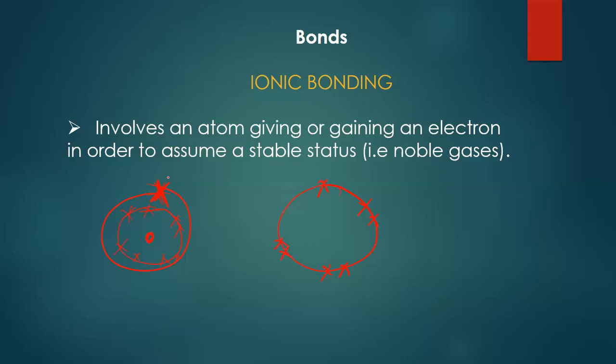So what will happen is that this one with 1, for it to be stable, it's going to lose 1 to this one so that this one gains it and becomes stable as well. So this type of bonding is known as ionic bonding, where one atom or element loses an electron and the other one gains in order to assume a stable status, that of a noble gas.